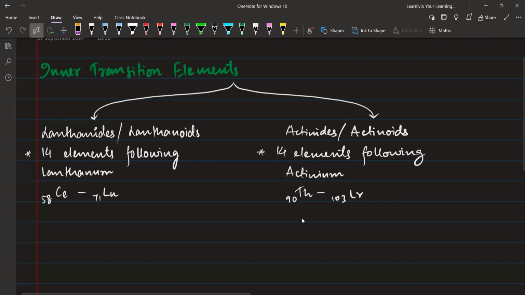Hopefully, जल्दी से कॉपी कर लीजिए. We're going to first of all learn about lanthanides, then we are going to learn about the actinides. तुरंत हो जाएगा, ज्यादा टाइम नहीं लगेगा.